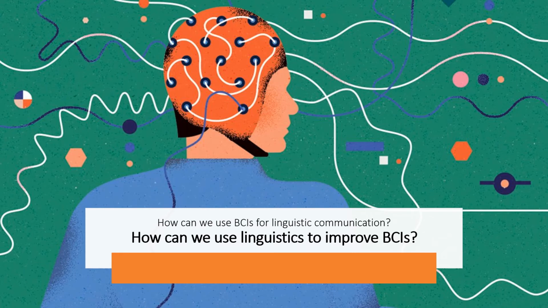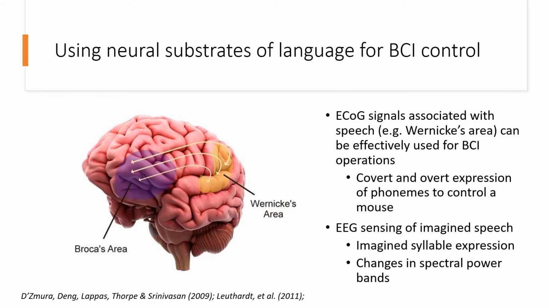So now I'll move on to the second main point that I want to make, and that's how can we use neurolinguistics and computational linguistics to improve BCIs. So again, I would like to give two examples to illustrate my point. And the first one is actually a study that I already explained in my previous presentation.